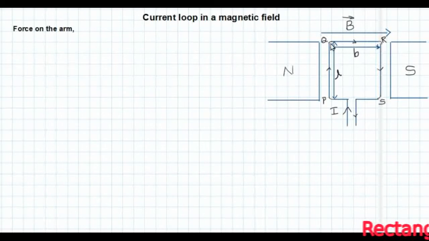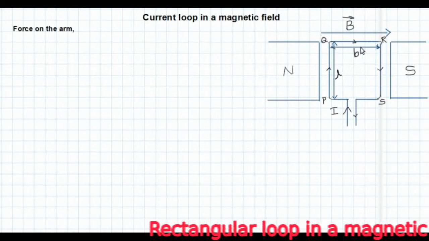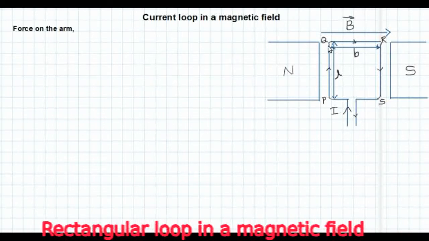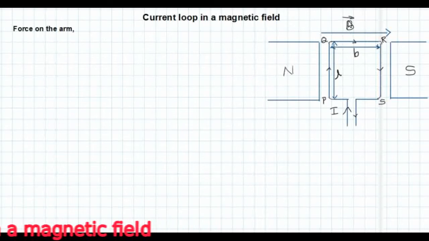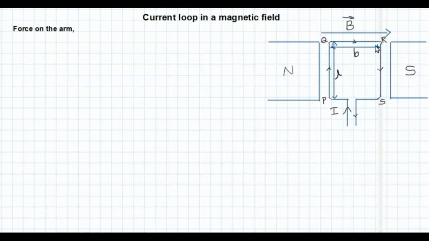Similarly, here arm QR is there. Even though it is a breadth, it can be taken as a length of wire. Again a length of wire carries a current I in a field B, and again there is ILB sin theta. This way we can treat different arms separately. So first we will take the arm PQ. What will be the force on the arm PQ?